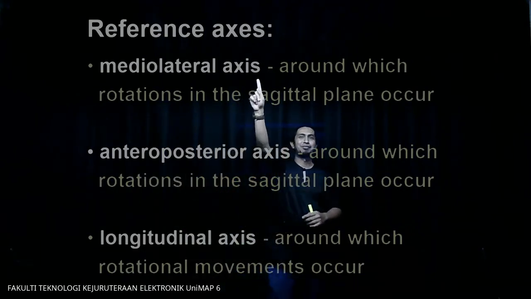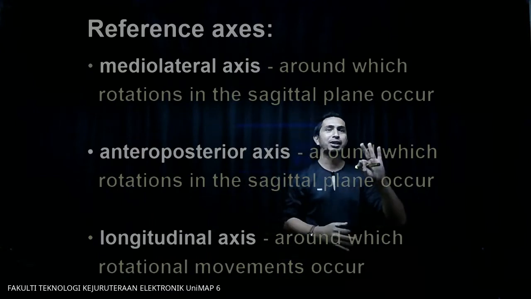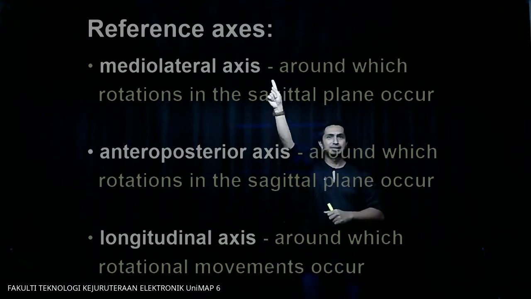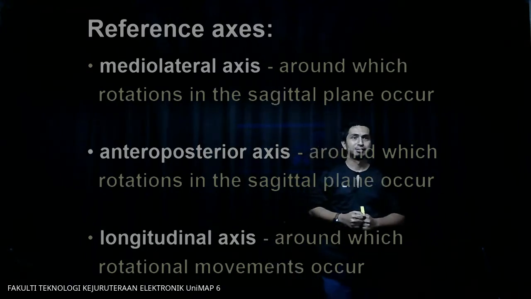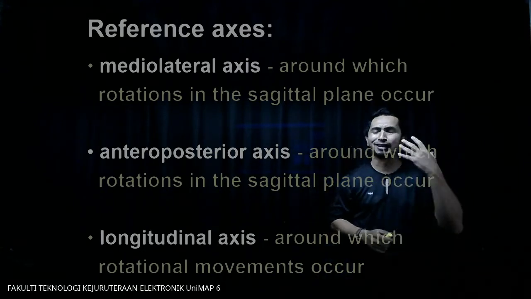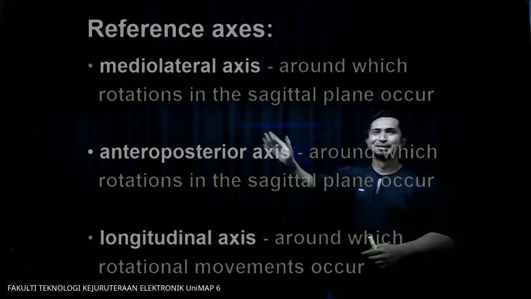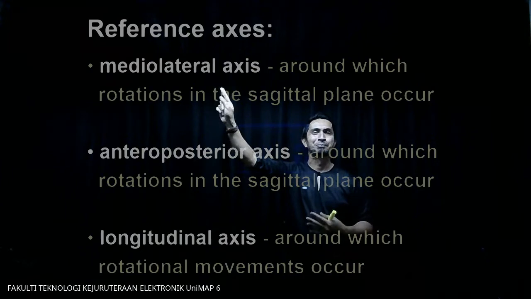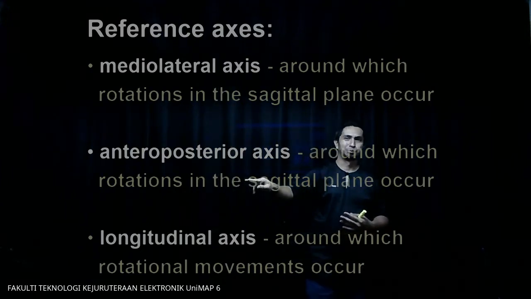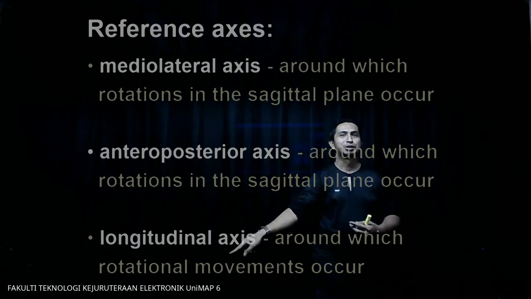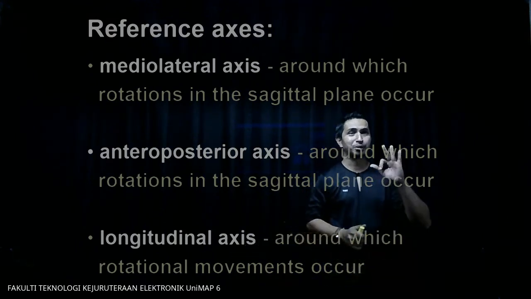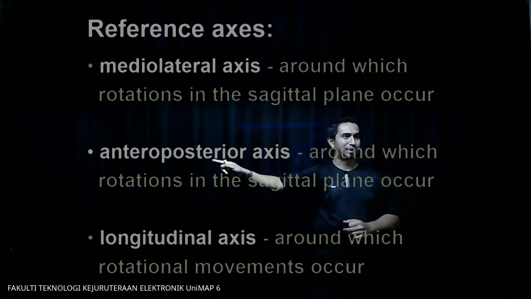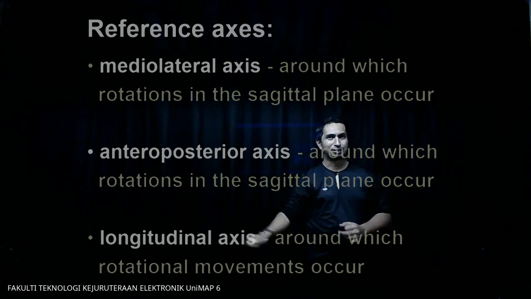Just now, reference planes. But now, reference axes. Still, we have three reference axes. Planes, we have three main planes. Axes also, we have three main axes. First one, you need to remember the terms. Medial lateral axis. It is difficult, I myself cannot memorize this. The second one is antero-posterior axis. The last one is longitudinal axis. So there are three main axes: medial lateral, antero-posterior axis, longitudinal axis.